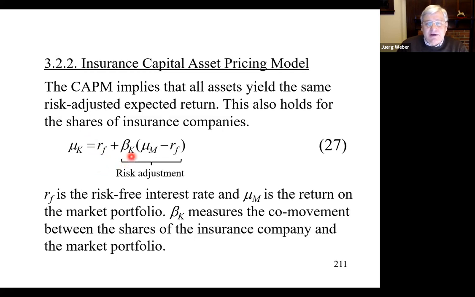That's what we have here in equation 27. So if we have a strong co-movement between the return on the share, mu k, and the return on the entire market, then beta k is large, and we have a large risk adjustment. With a strong co-movement between the two returns, the share is risky because the risk of the market return cannot be diversified away.